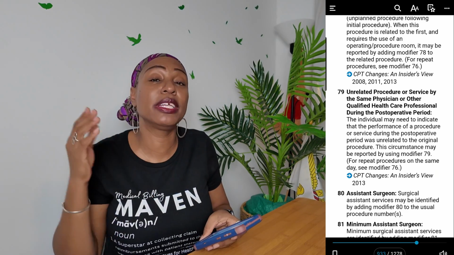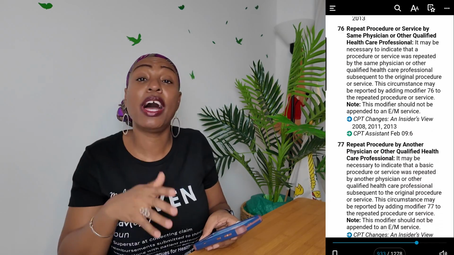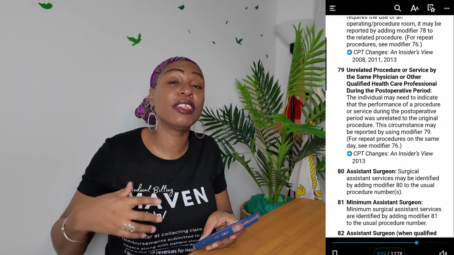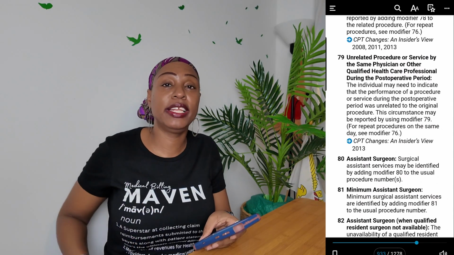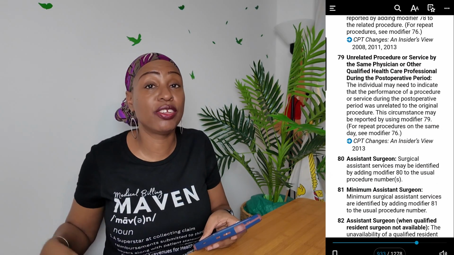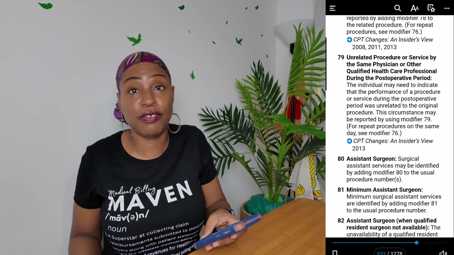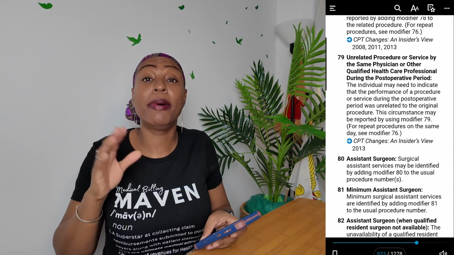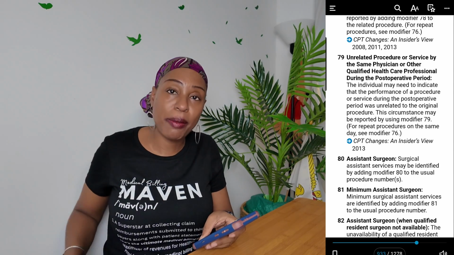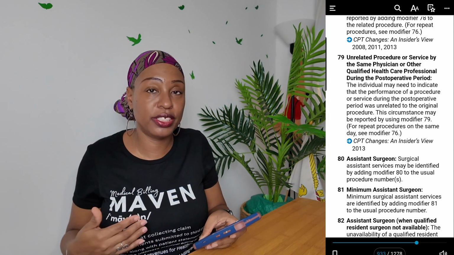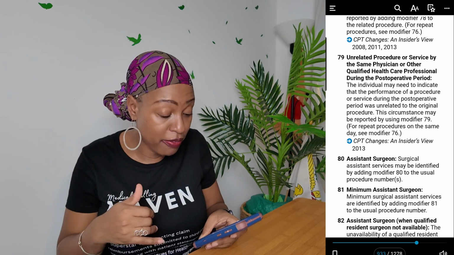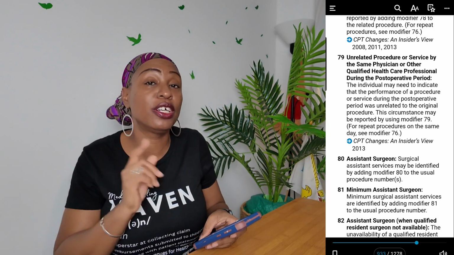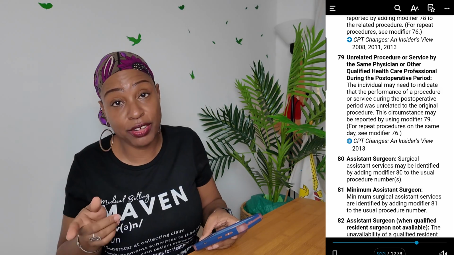In order for you to be able to get paid for the biopsy, you would have to put a modifier 79, letting them know that this service on the breast is unrelated to the procedure that the patient had for the pregnancy or for the abortion. It was done during the 90-day post-op period, but it is unrelated to that procedure. This is a different procedure, done by the same provider. The provider should get paid for both procedures because you put a modifier 79 on it.